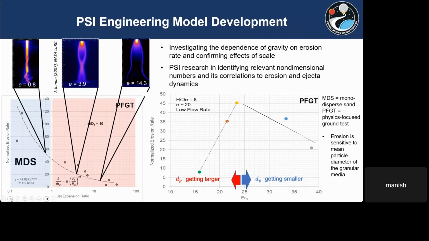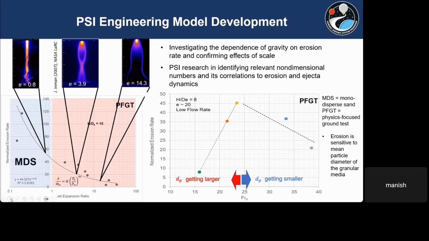Another approach is you get a set of data that you have in hand, and then you try to determine what are the historical characteristic non-dimensional terms and how do they scale, and how do the correlations agree. And so here you have normalized erosion rate versus jet expansion ratio. Jet expansion ratio is your P exit over your P infinity.